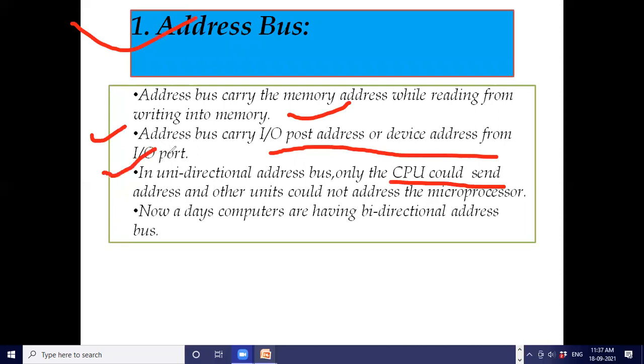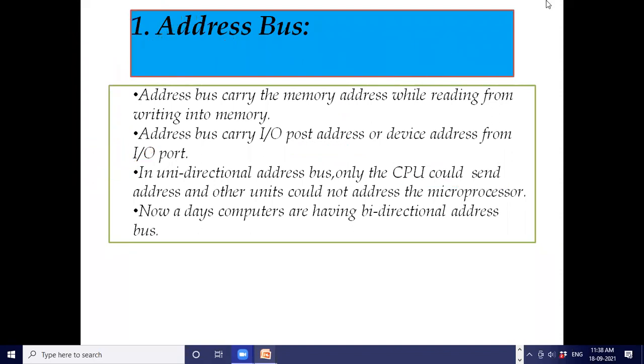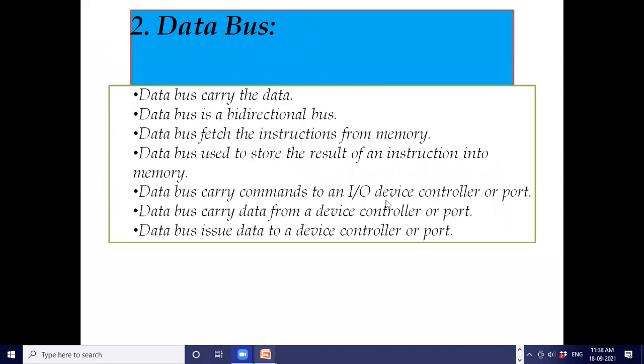If it is unidirectional, you can see that there is a double-ended arrow, but if only one arrow is there, this means the address bus carries the memory address while reading or writing to the memory, and only the CPU can send this address. That is unidirectional. But nowadays we do have some bidirectional address buses also. Then the data bus carries the data; it is a bidirectional bus.